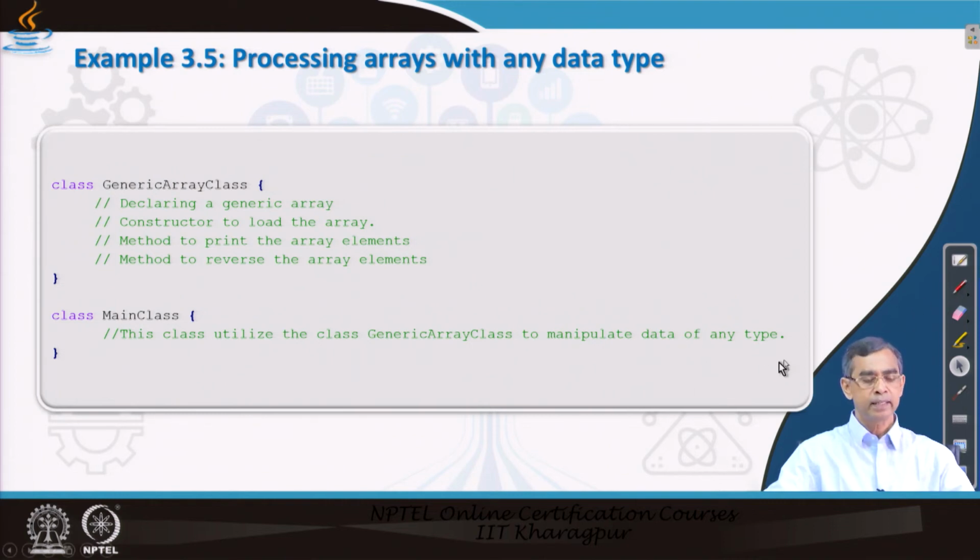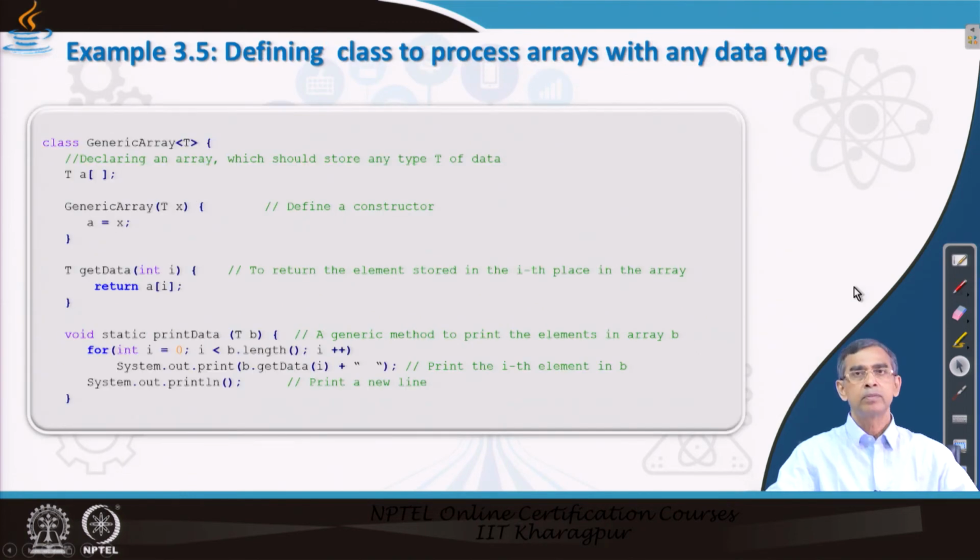There are a few steps: declaring a generic array, a constructor to load the array, a method to print the array, and a method to reverse the array, so that any type of elements, integer, double, string or any other type, can be used and all these operations can be done. You can recall the classes that we discussed for integer arrays and string arrays, which we dealt with separately, but we can do it in a generic way. Here is the code, you should note it. The code is very simple, again similar to the previous, with only a minor difference.